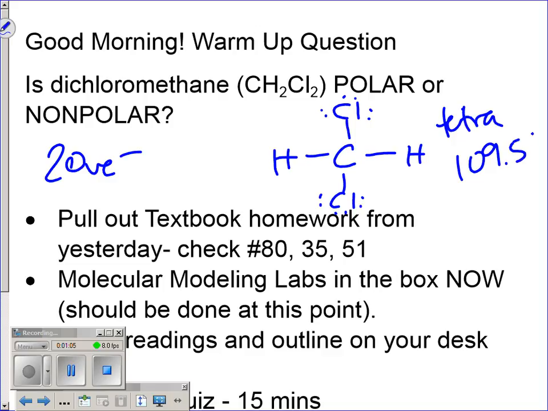109.5. Polar molecule or non-polar molecule? Polar. Raise your hand if you say polar. Raise your hand if you say non-polar. Why non-polar? Who cancels each other out? The Cls? Why?